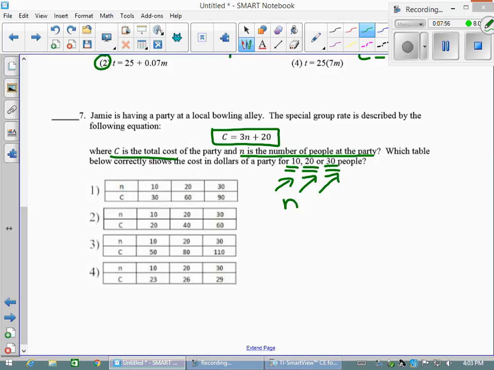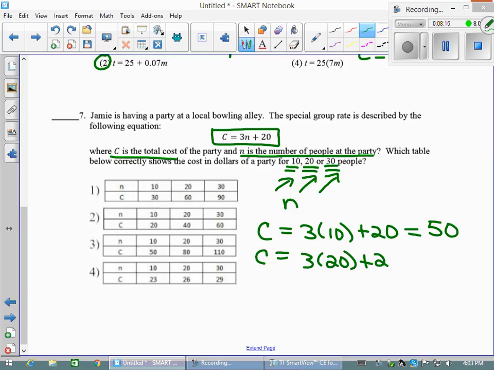So if I plugged in 10 for n, what would I get? Okay, well the cost would be 3 times 10, which is 30. 30 plus 20 would give me a cost of 50. If I plugged in 20 to that equation, what would I get? Well, 3 times 20 is 60. 60 plus 20 is going to give me 80. It's going to cost me $80 if 20 people come.